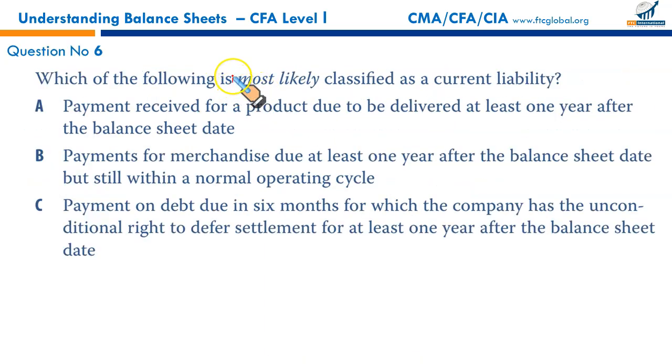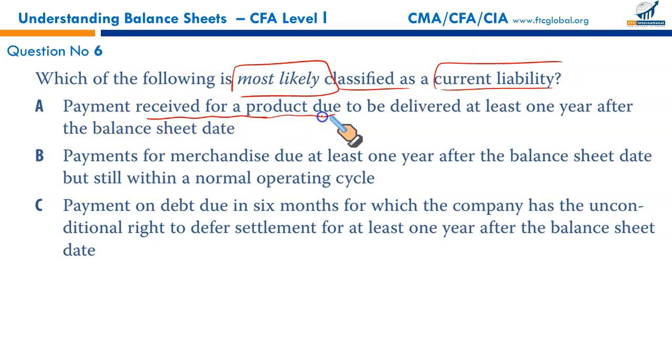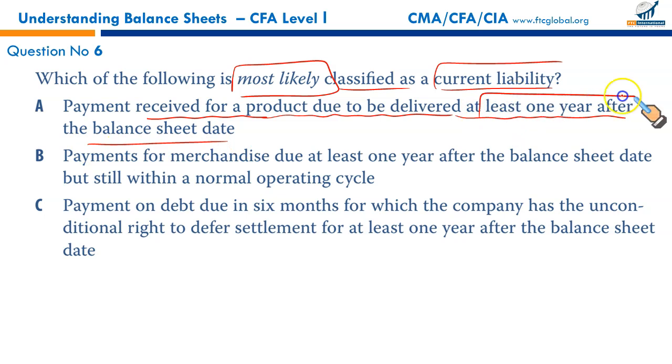Which of the following is most likely classified as a current liability? A: Payment received for a product due to be delivered at least 1 year after the balance sheet date. It's a non-current liability because the product is being delivered after 1 year. It's a non-current liability.